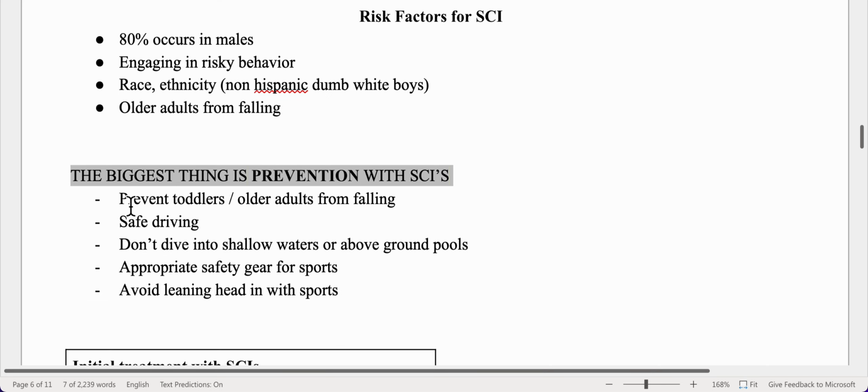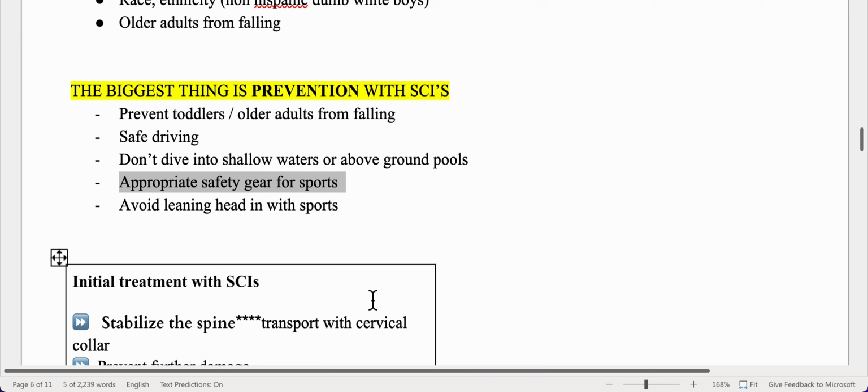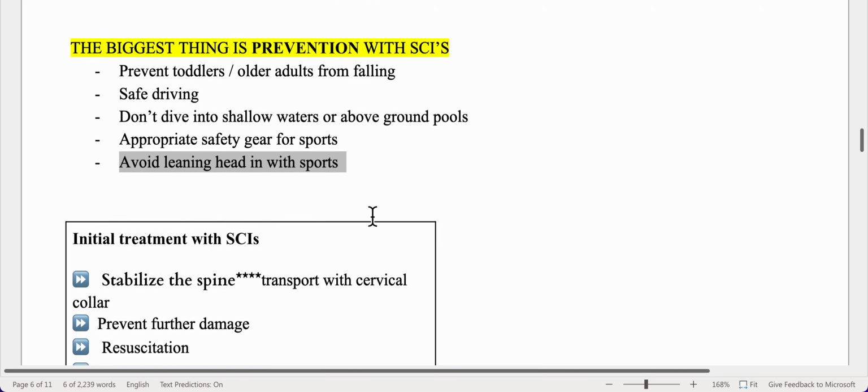The biggest thing is prevention with SCIs. Prevent toddlers and older adults from falling. Safe driving. Don't dive into shallow waters or above-ground pools. Appropriate safety gear for sports. Avoid leading head-on with sports.